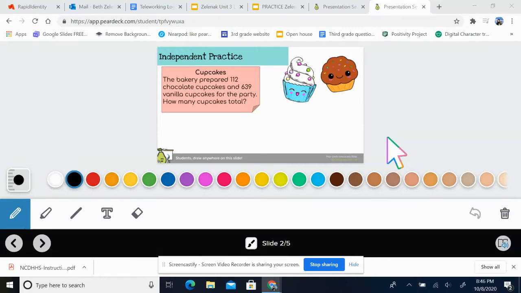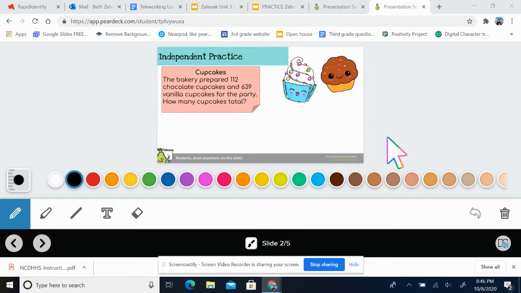Hi, third graders. We are about to start our independent practice. The first step that you will need to follow is to read the word problem carefully. We will look for words to indicate if we are adding, subtracting, or multiplying.